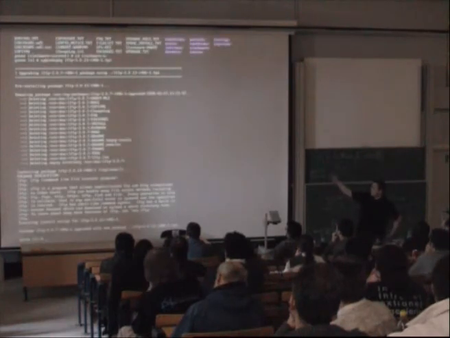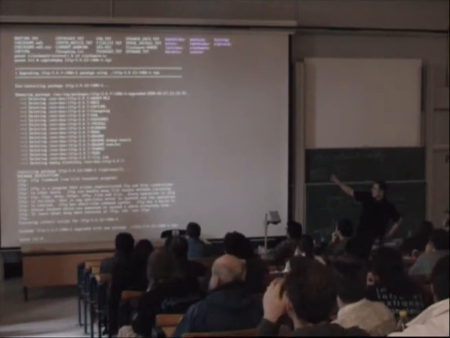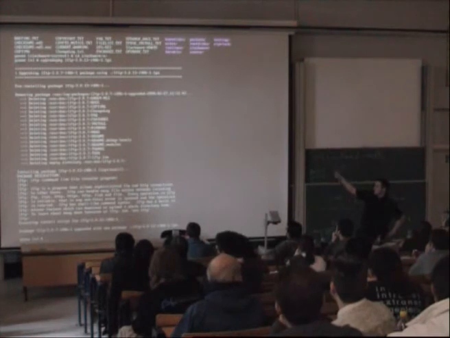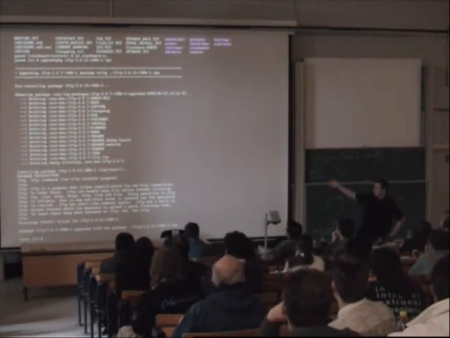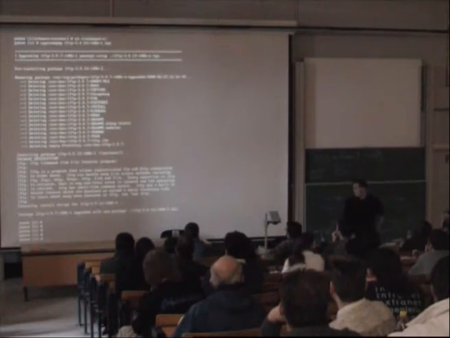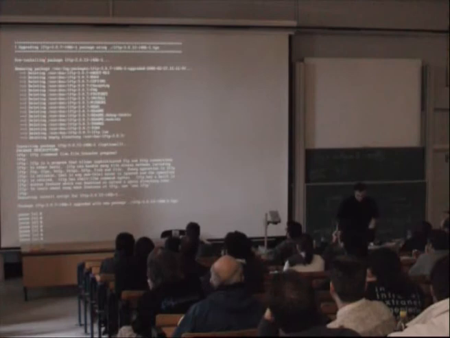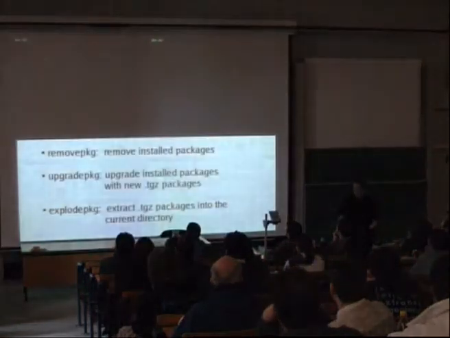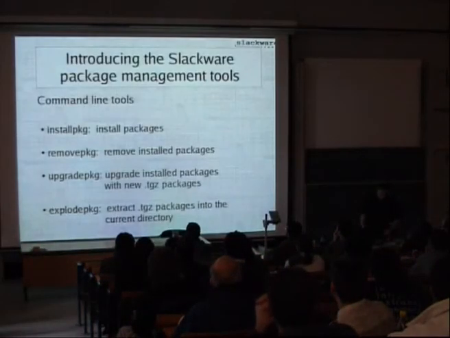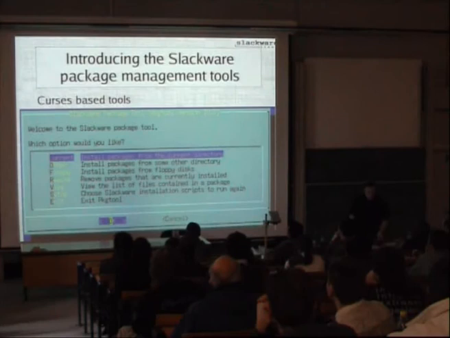So as you can see, I had an existing version, which was 3.0.7. It's told me what to do. So it's deleted the old script, FTP, which is the Docker directory, and just installed the new one over the top, because none of the other files are there. So those are the command line tools: install package, remove package, upgrade.